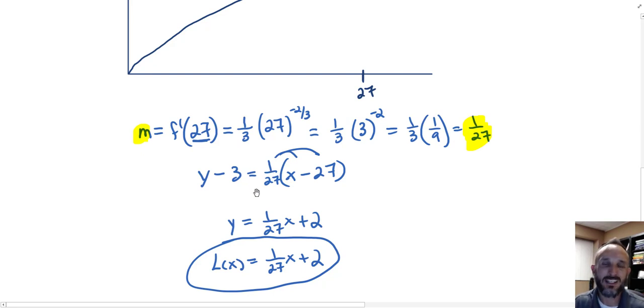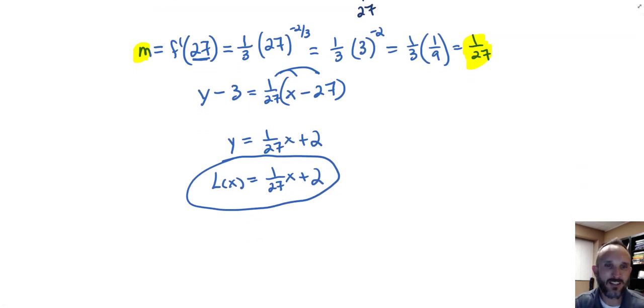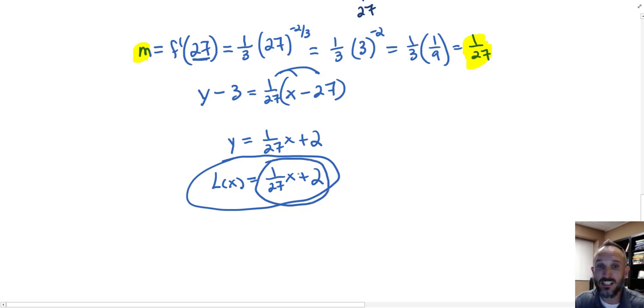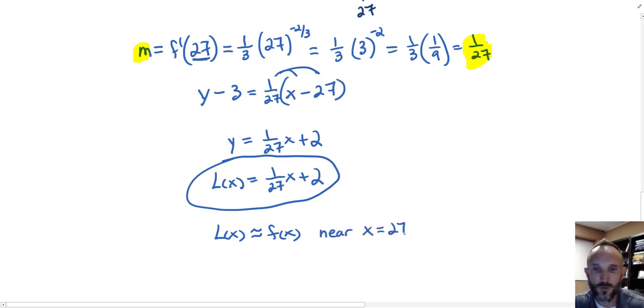But now, what we need to understand is that the outputs of this function will closely match, so L of x, the outputs of that function, will be approximately the same as the f of x curve. Okay, so that's important. The outputs of the linear function are approximately equal to the outputs of the curved function f of x near x equals 27. And that's it, just close to that x value.